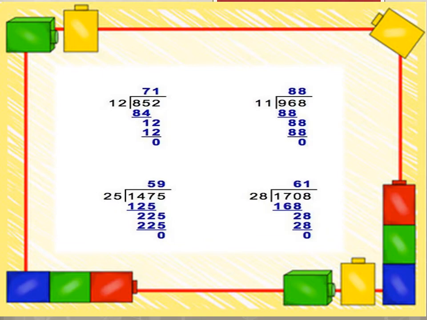Now we have taken 2 down, that will become 12. So 12 ones are 12. So this is a very simple division you have already done. Now we can see in the below sums the big divisors, that is 25 and 28. So here we have to use the multiply and trial method.